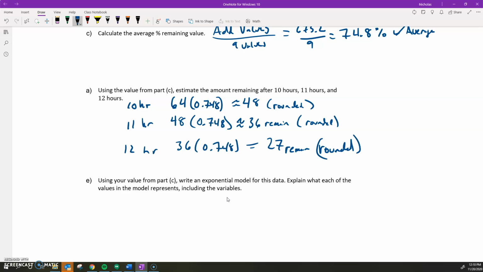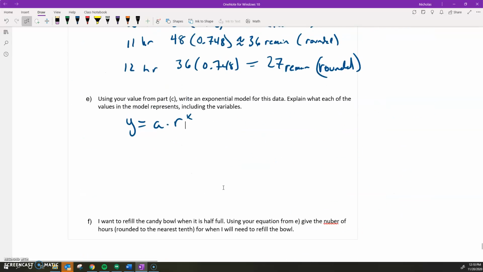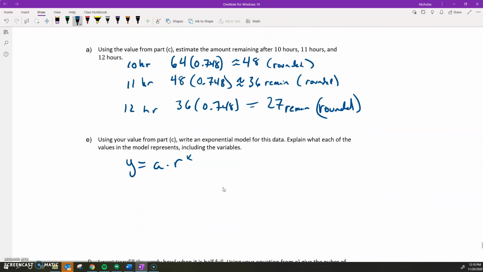All right, so exponential equations follow the form y equals a times r to the x. Our initial amount of candy was 850, so we're going to put the 850 for a. On average, there's 74.8% or 0.748 remaining after each hour. And then this y value is going to be the amount of candy. So we want to also say what these represent.